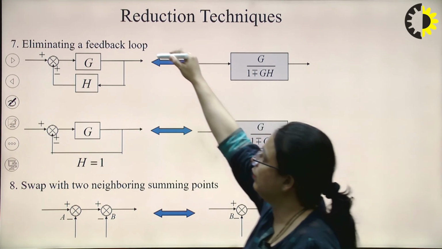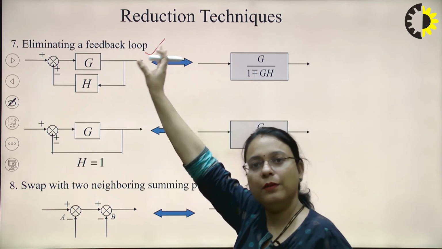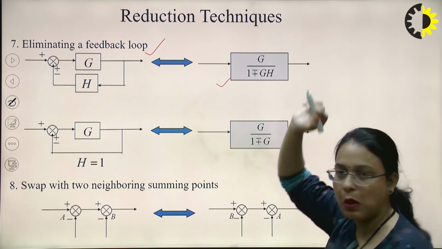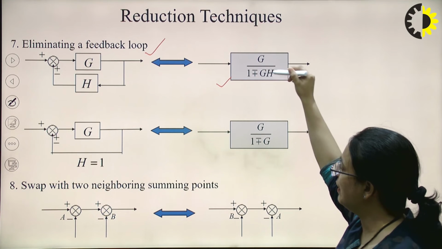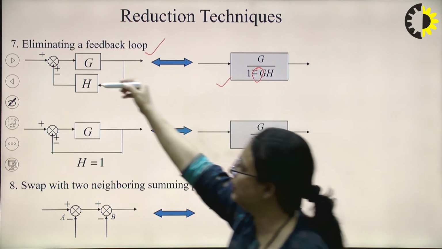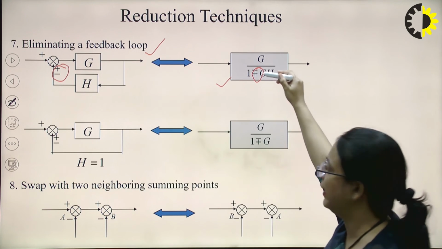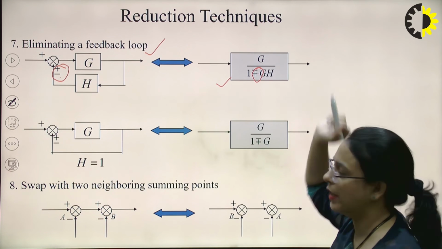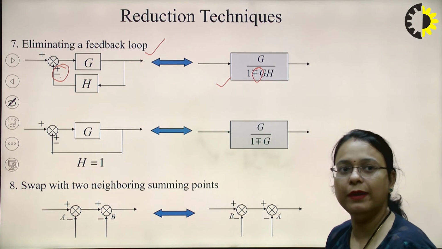Similarly, when we have to eliminate a feedback loop, we have already discussed this in the previous lecture. A feedback loop can be represented by a single block, which has a transfer function G upon 1 plus minus or minus plus GH. This plus minus or minus plus will depend upon the polarity. If we have a positive sign here, we'll put a negative sign here, and if we have a negative sign here, we'll put a positive sign here. So this will be the transfer function of any particular feedback loop.